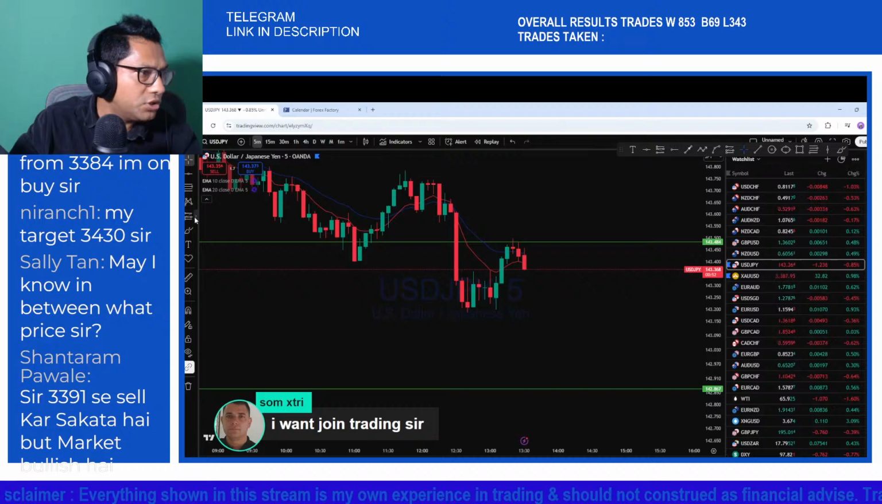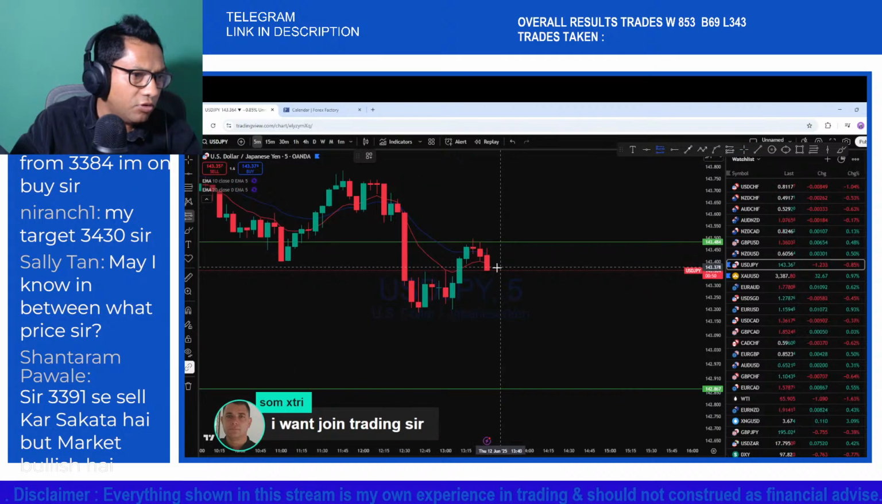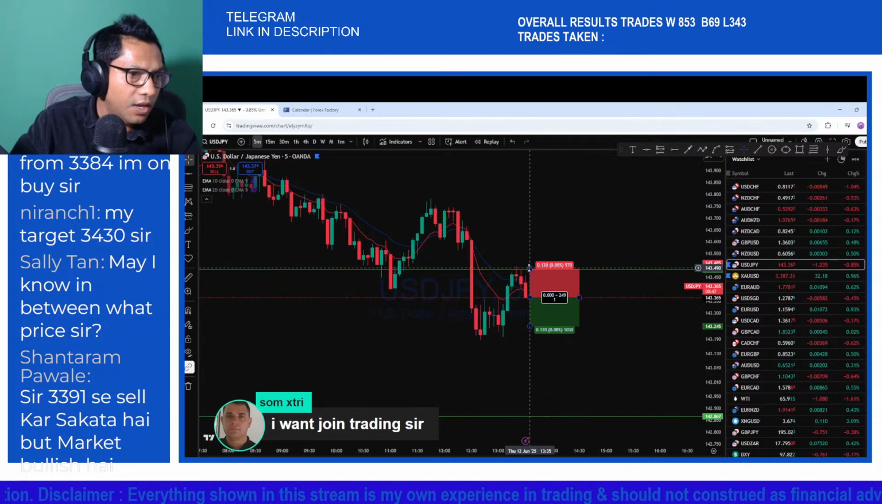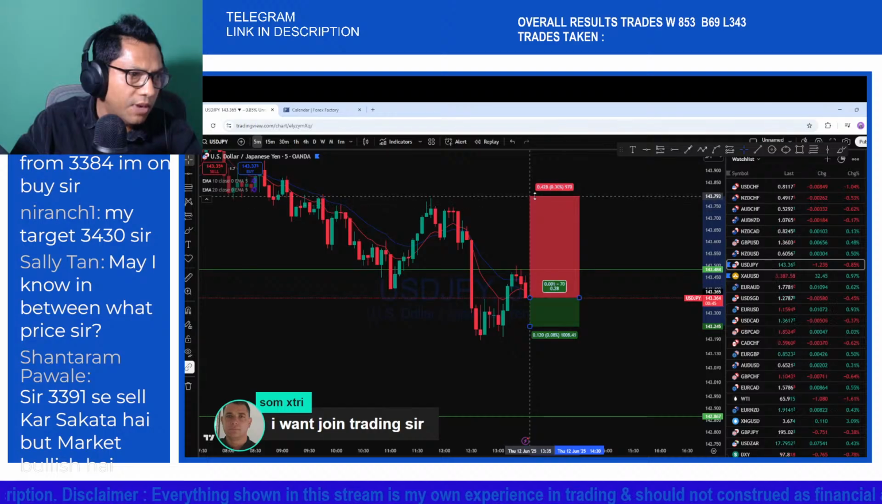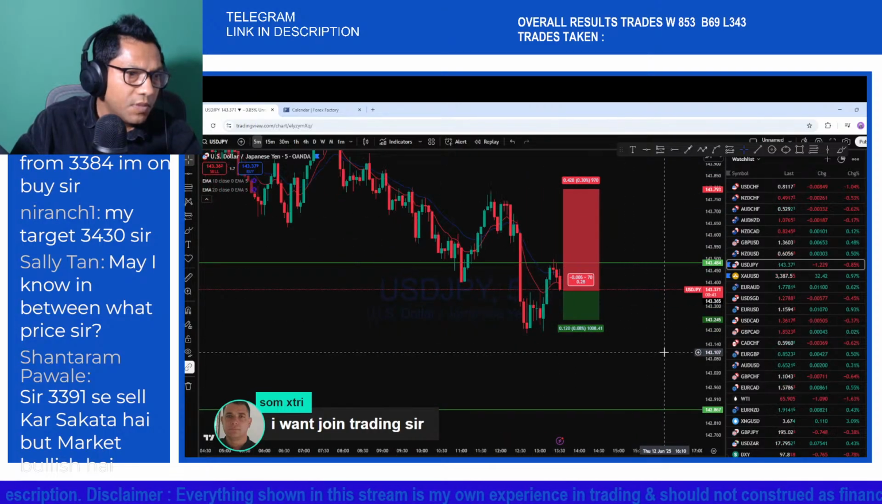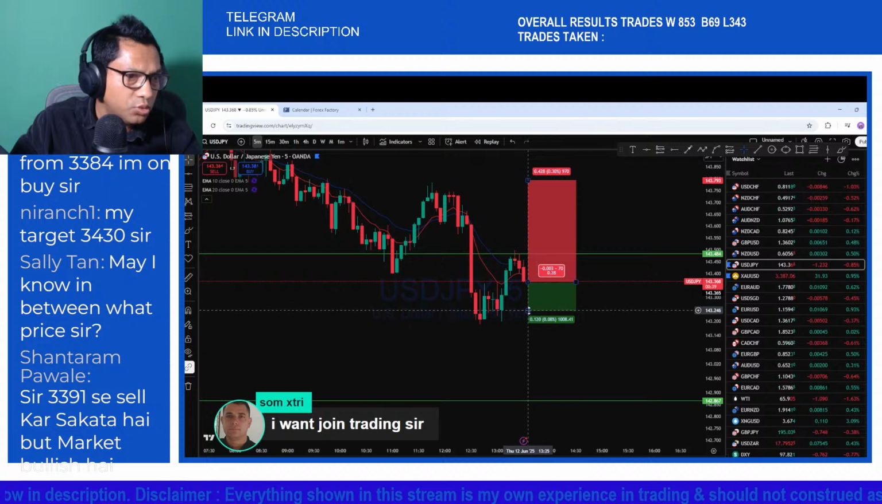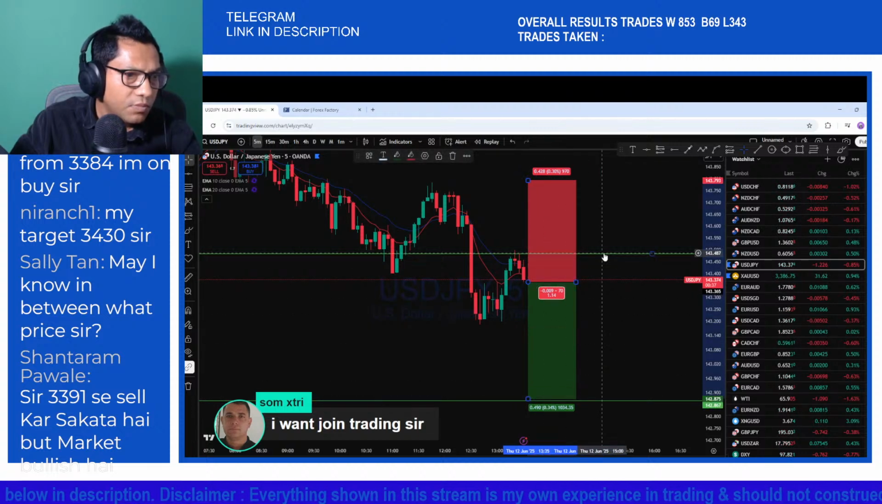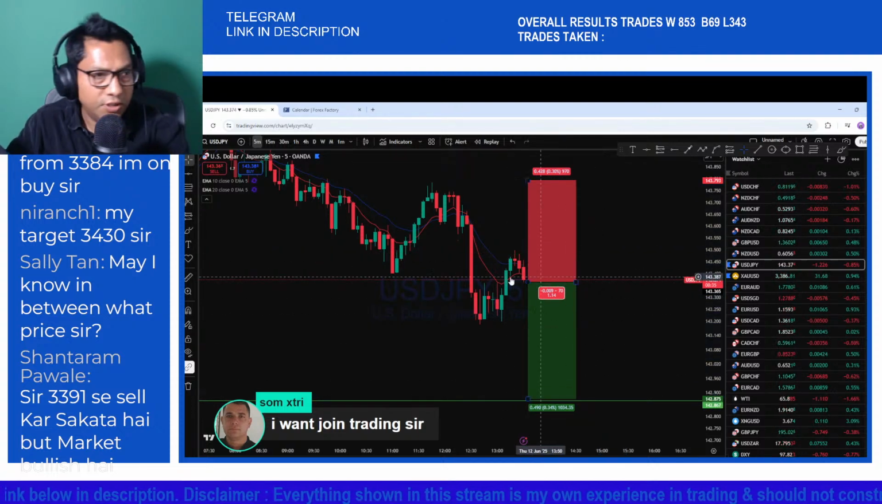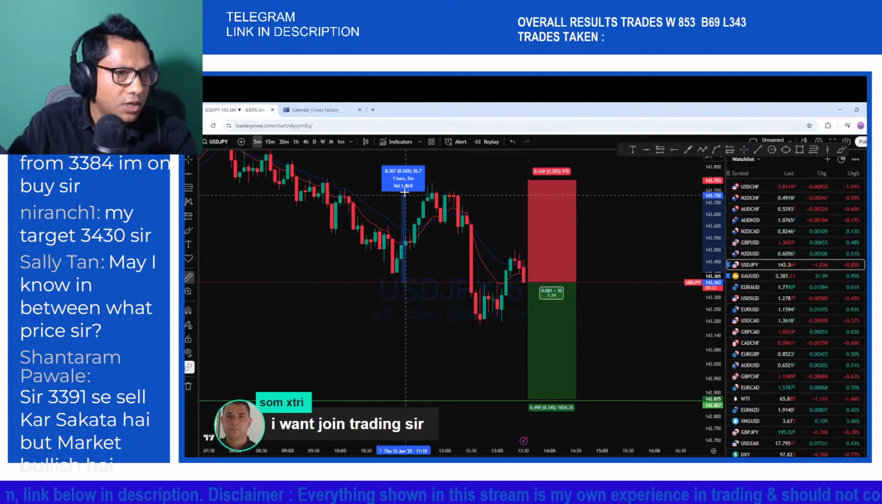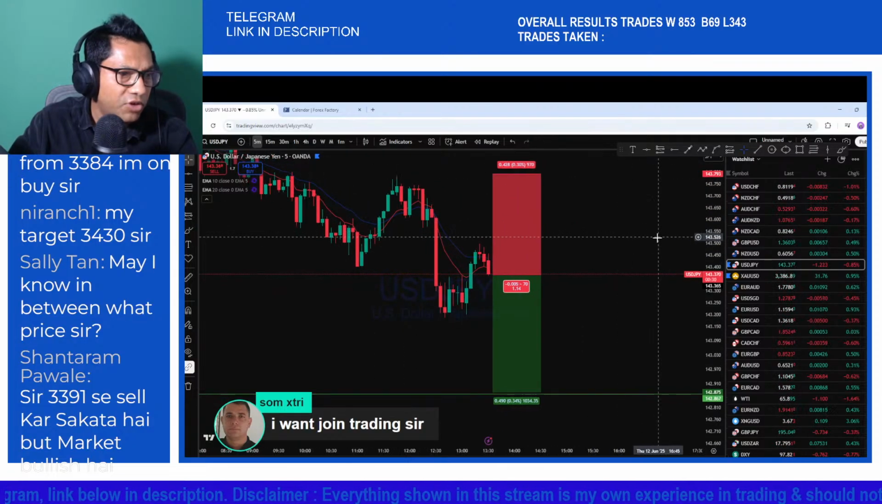so I'm going to target here dollar yen for a sell trade and keeping stop loss above this high here, and so targeting to this support level. The total stop loss here is 43 pip.